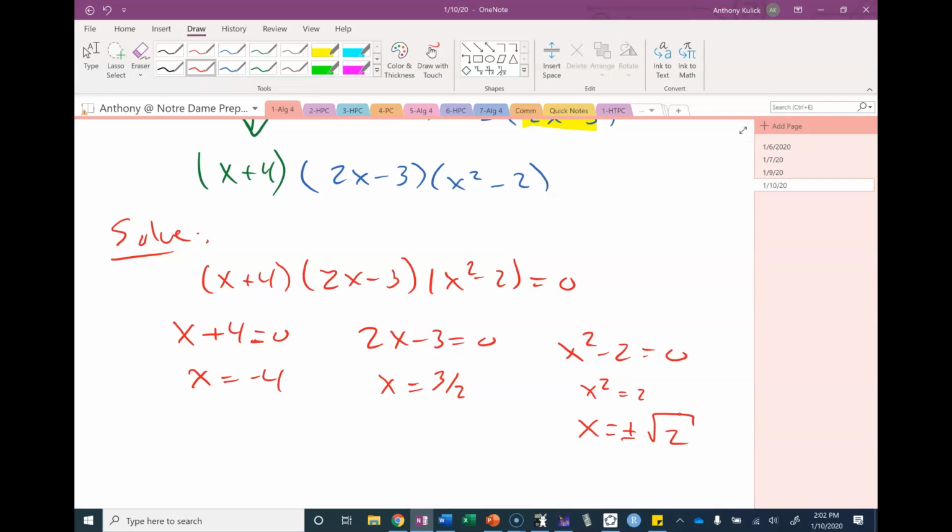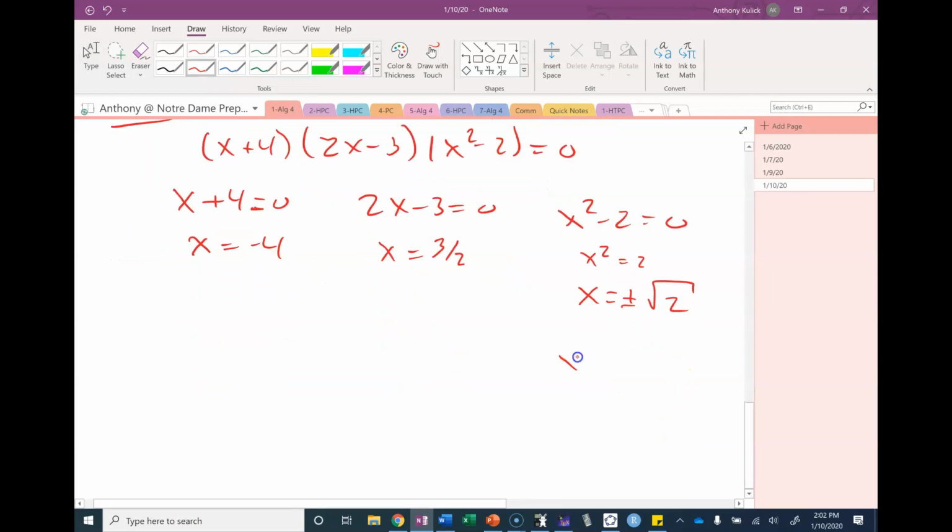How many answers do I have listed here? I have 4, right? I have negative 4, positive 3 over 2, positive square root of 2, and then also negative square root of 2. If I type the square root of 2 into my calculator, that's about 1.41.